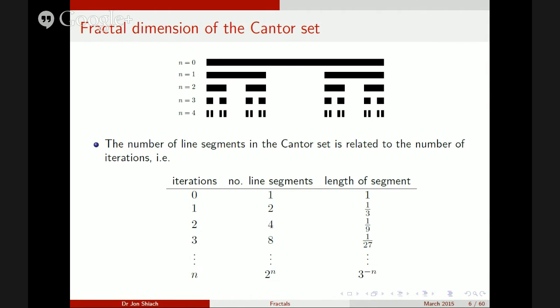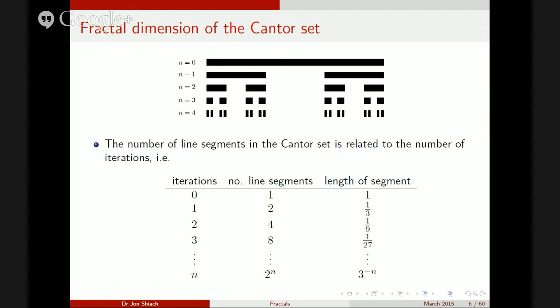So for example, let's have a look at the fractal dimension of the Cantor set. The number of line segments at iteration 0, we just have one line. At the first iteration, we've got 2 lines. Second iteration, we've got 4 lines. At the third, 8. So it's fairly easy to see that we've got a general relationship of 2 to the power n lines.